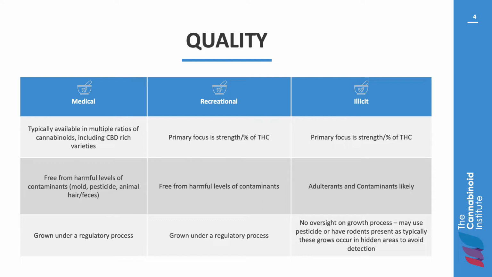Again, the primary focus is on the strength or percentage of THC, so a wide variety of cannabinoid varietals are not always available. Adulterants and contaminants are likely because there is no oversight on the growth process within the illicit market. They may use pesticides or have rodents present, as these grows typically occur in hidden areas to avoid detection.